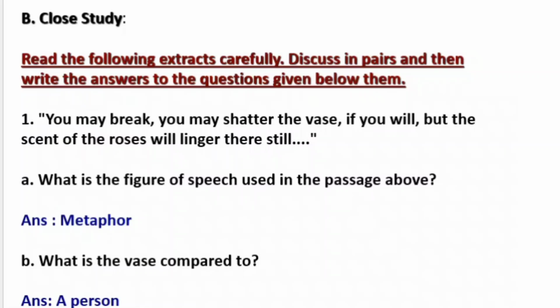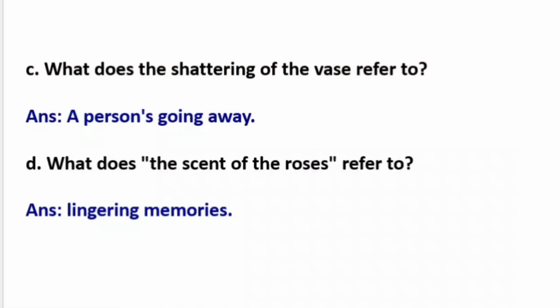Answer: metaphor. B. What is the vase compared to? Answer: a person. C. What does the shattering of the vase refer to? Answer: a person's going away. D. What does the scent of the roses refer to? Answer: lingering memories.